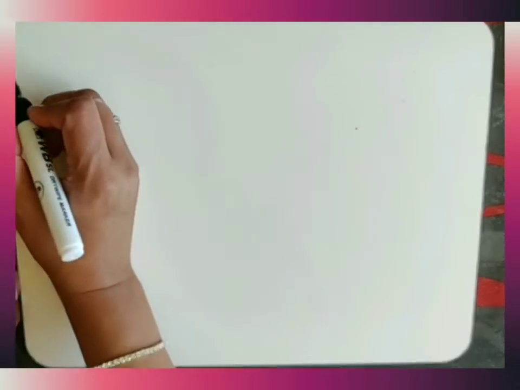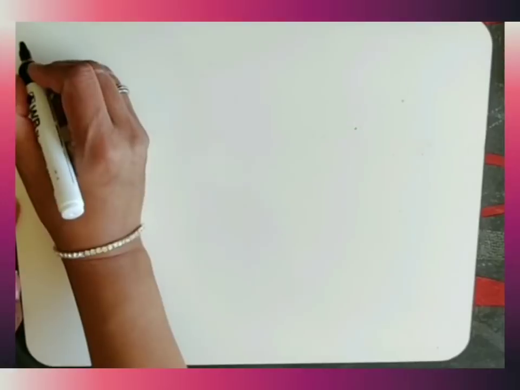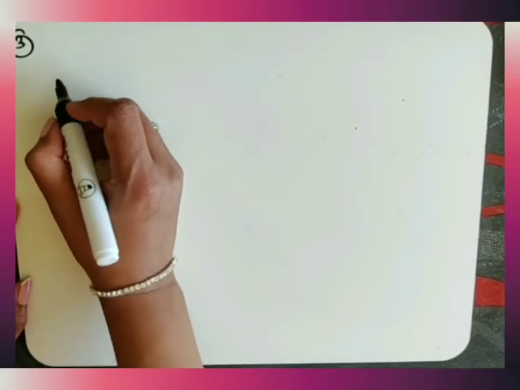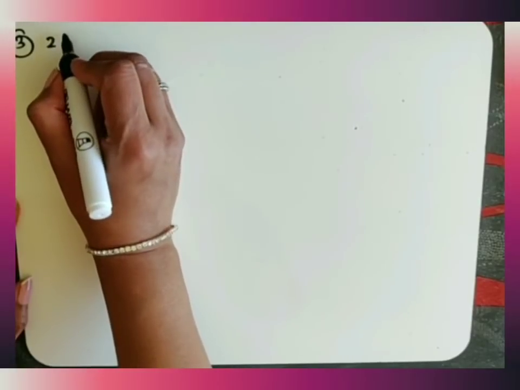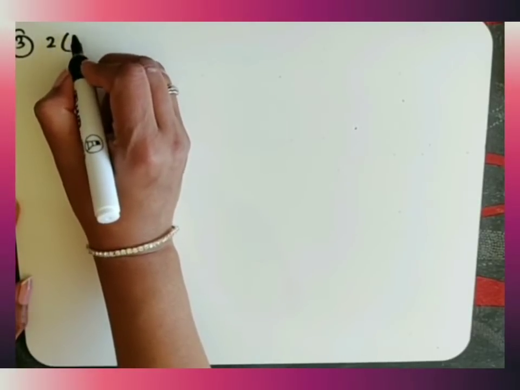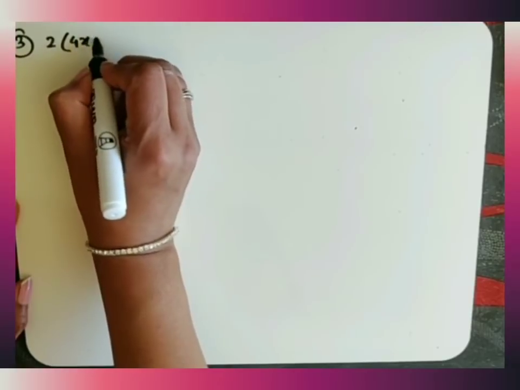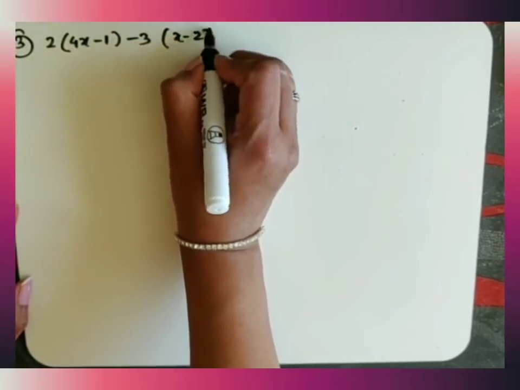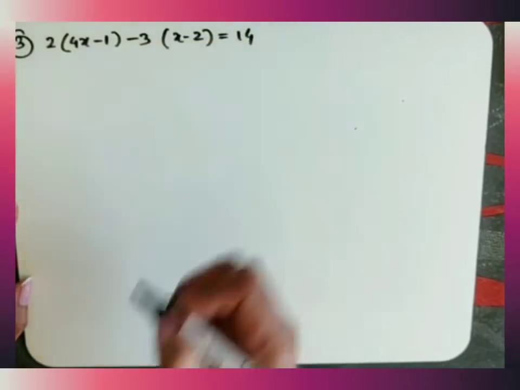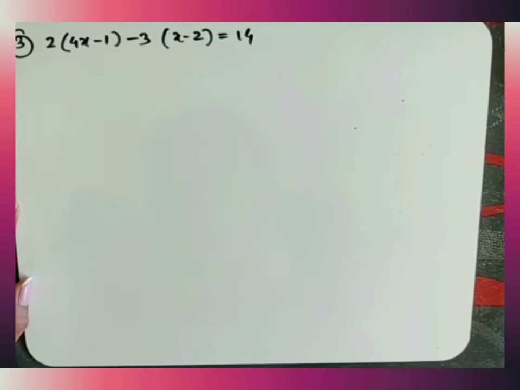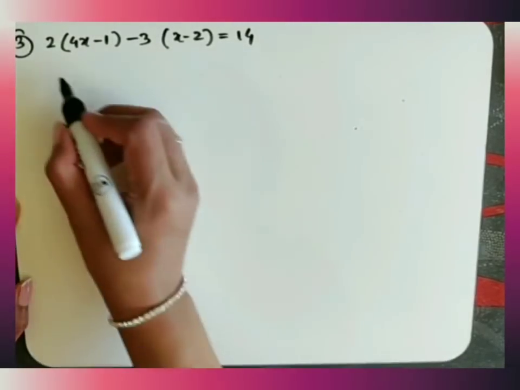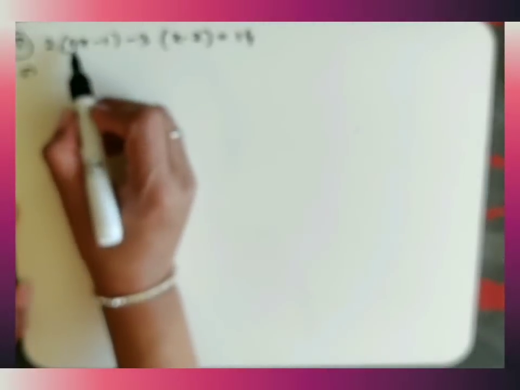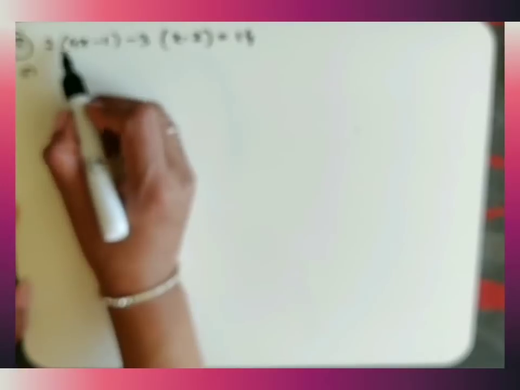Now I am going to take another question here, which is the third question. It is a little bit different. I am going to take 2 multiply by 4x minus 1 minus 3 x minus 2 equal to 14. We don't know whether this is linear or not, but arrange this in standard form of equations. So understand, read the maths language.